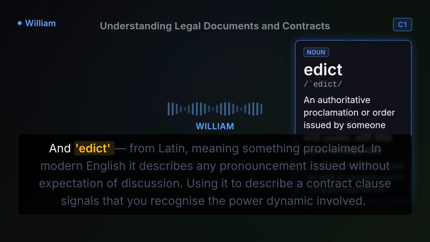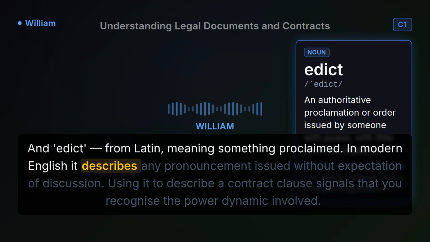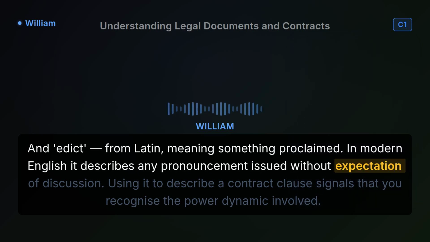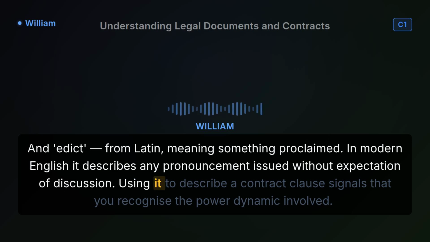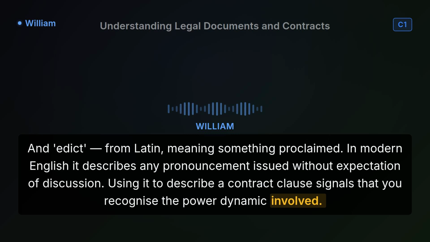And edict, from Latin, meaning something proclaimed. In modern English, it describes any pronouncement issued without expectation of discussion. Using it to describe a contract clause signals that you recognize the power dynamic involved.